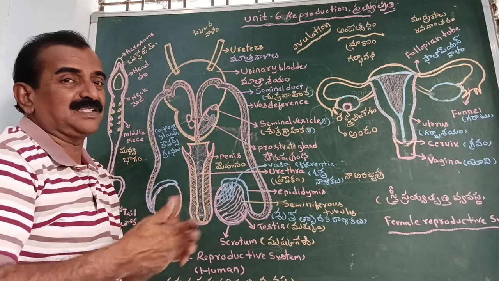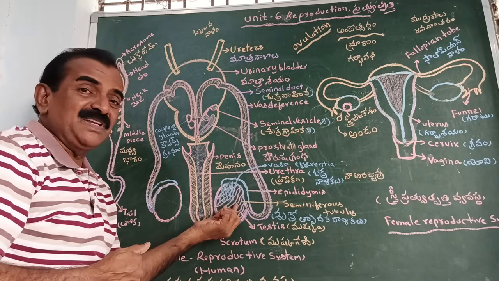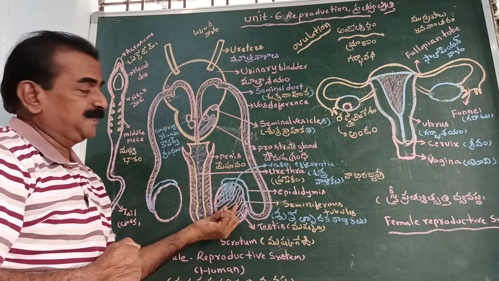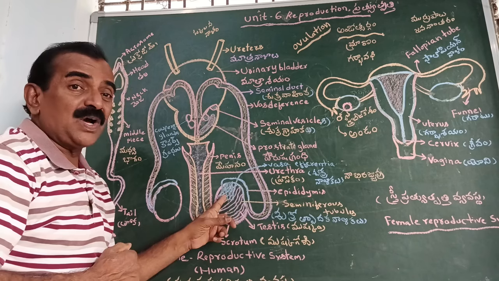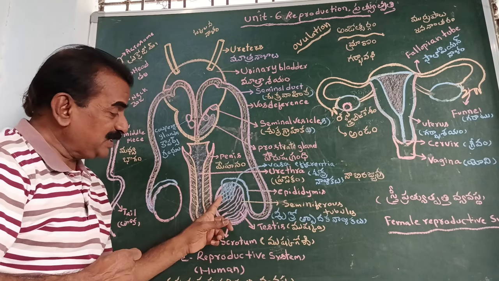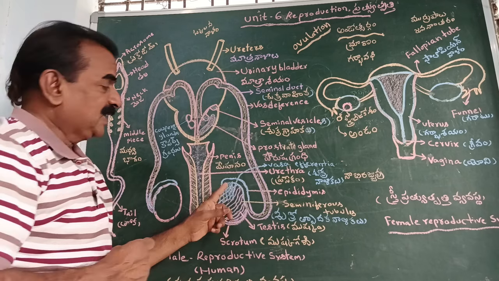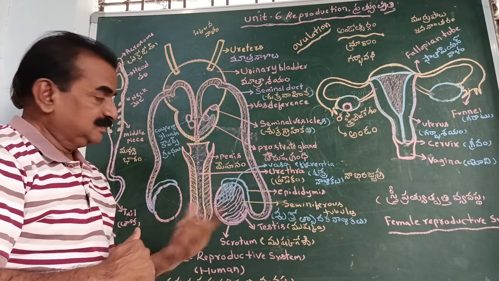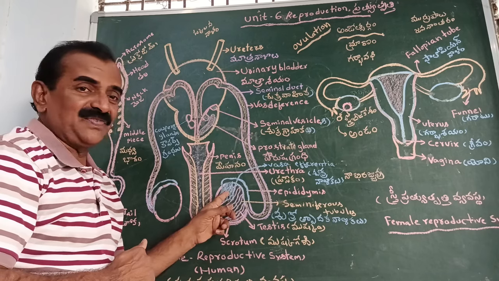Testosterone hormone, the male sex hormone. In the presence of testosterone hormone, the seminiferous tubules are producing what? Spermatozoa, sperms. And these sperms are carried to the vasa efferentia. Here you are seeing 1, 2, 3, 4, 5 like that. These are tubules, and these tubules are called vasa efferentia. Testis, seminiferous tubules, vasa efferentia.